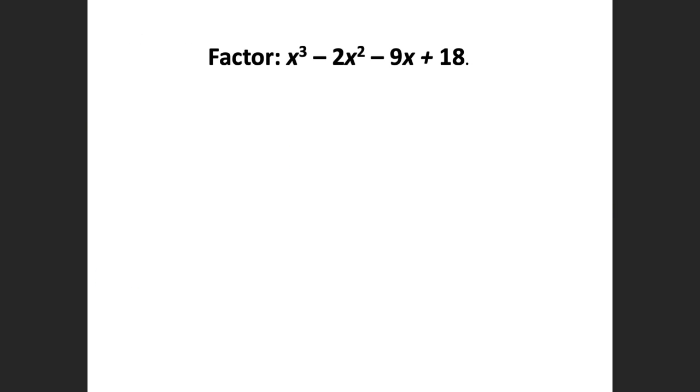All right. So in this problem here, I'm going to use grouping. So I'm going to change this minus sign and make that plus. I can change this one too. Doesn't matter. So I'm going to put my parentheses around here. So I've got x to the third plus negative 2x squared plus negative 9x plus 18.